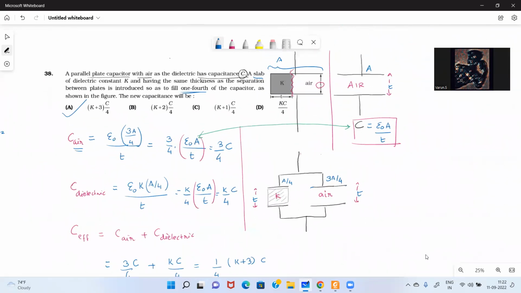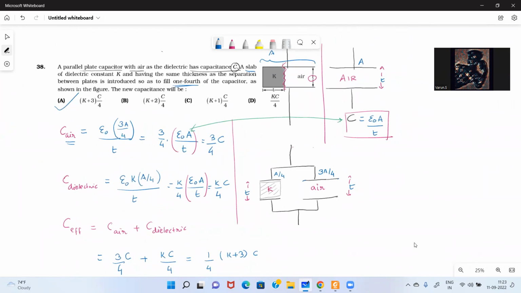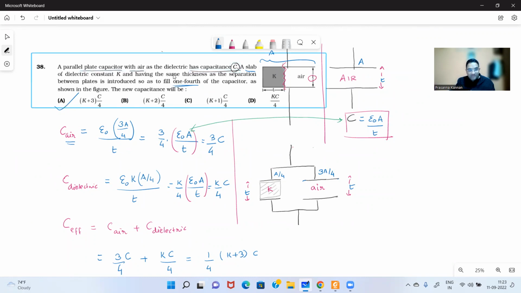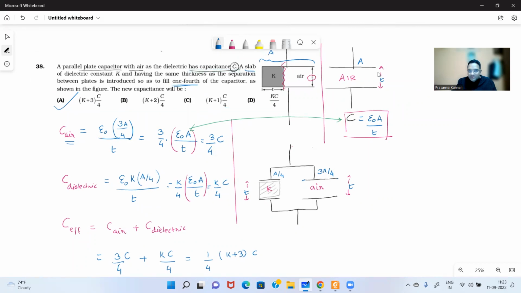Let me explain it once more. A parallel plate capacitor with air as the dielectric has a capacitance C. A slab of dielectric constant K and having the same thickness as the separation between the plates is introduced so as to fill 1/4 of the capacitor as shown in the figure. The new capacitance will be, okay. So if you see, you have a parallel plate capacitor with air as the dielectric. That means if only air is there, area is A, T is the thickness or the distance between the plates of the capacitor. Then what is the capacitance C going to be equal to? Epsilon naught A by T.